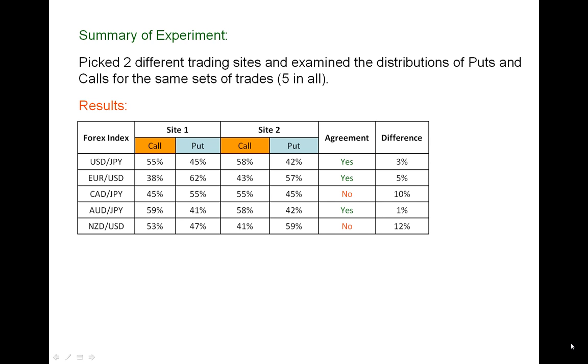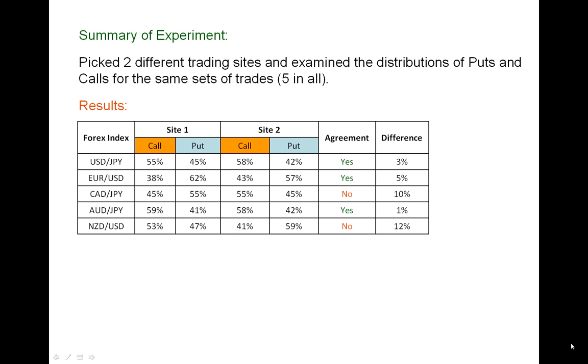And that was in the case of the Canadian dollar to the Japanese yen and the New Zealand dollar to the US dollar, where the first site showed the exact opposite split with respect to put and call. And in our second case, the New Zealand dollar versus the US dollar, we had site 1 saying that 53% of people had decided to call, while 47% had decided to put, whereas the second site showed 41% of people had decided to call, and 59% had decided to put. So that's quite a different set with respect to this particular index.